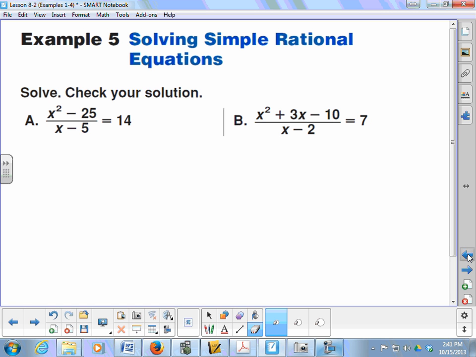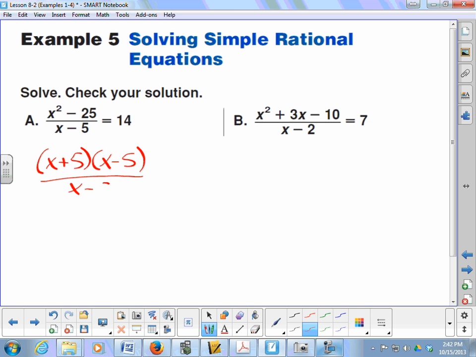So the first thing when you have an equation that has a rational expression, the first thing we want to look at is, can I factor anywhere? Whether it's the numerator, the denominator, or possibly both. So in this case, in the numerator, we have x squared minus 25. So I can factor that. It's the difference of two squares. So in the numerator, I have x plus 5 and x minus 5, over x minus 5, equals 14.